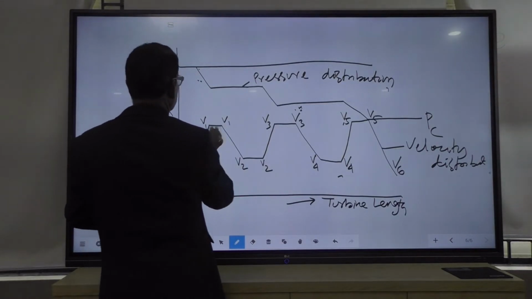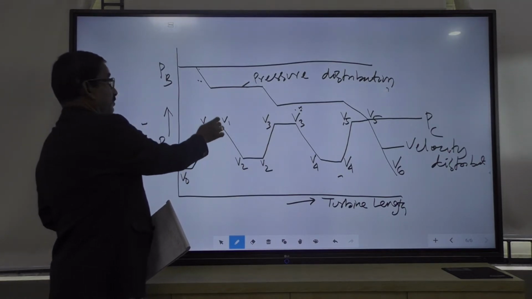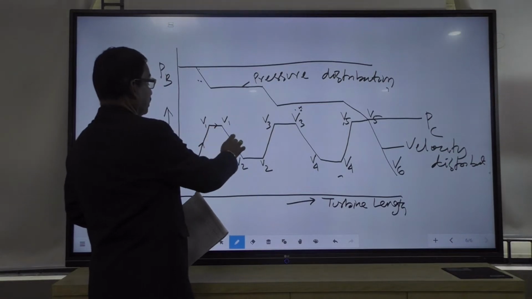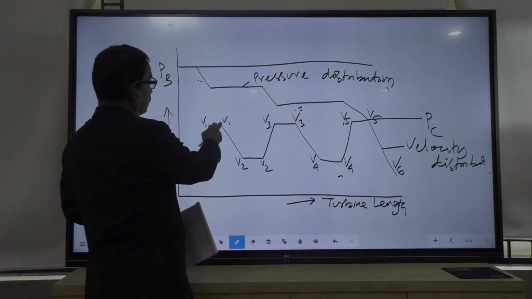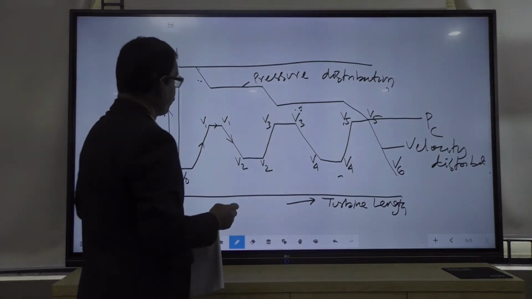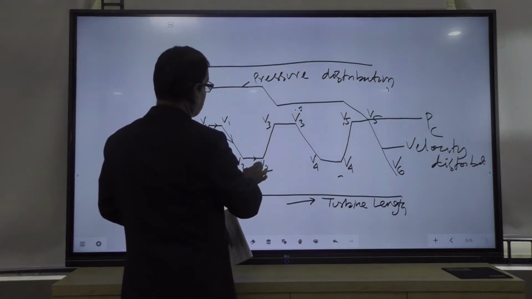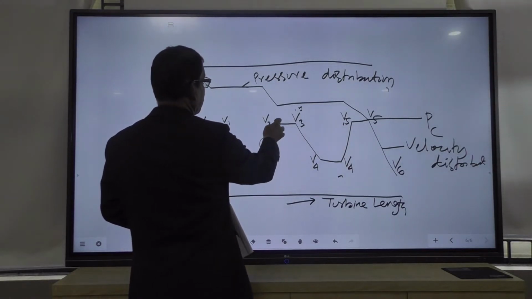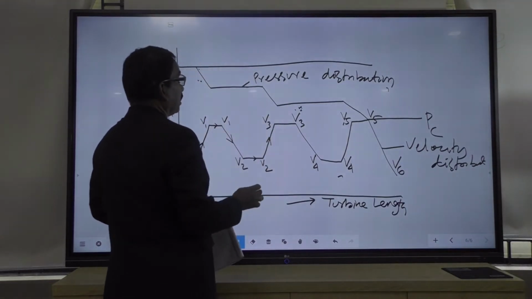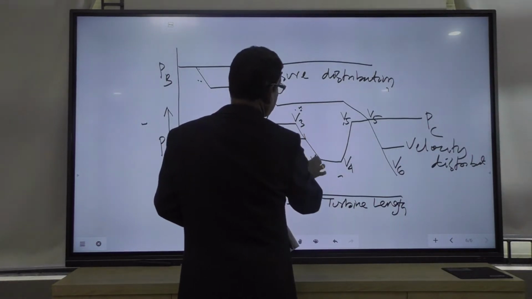Then between the fixed blade and the moving blade there is some gap. In this gap the velocity remains constant. Then in the moving blade the kinetic energy falls. So this is in the moving blade. Then here there is a space in between fixed blade and moving blade. Then in the fixed blade, in this part the velocity again increases. Then in the next blade, the moving blade, it decreases like this.